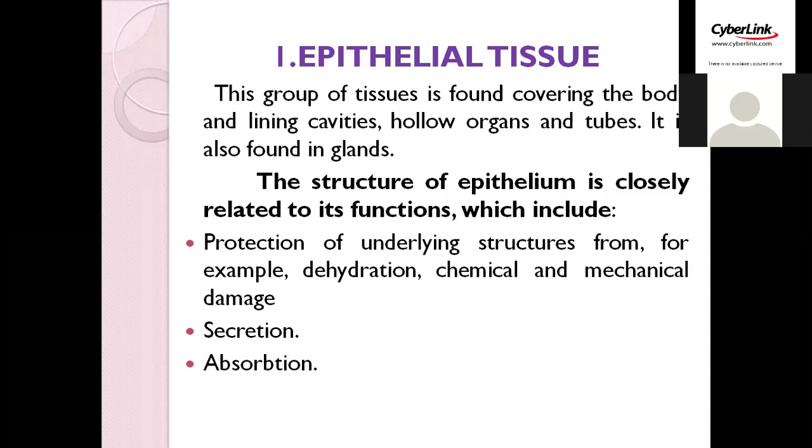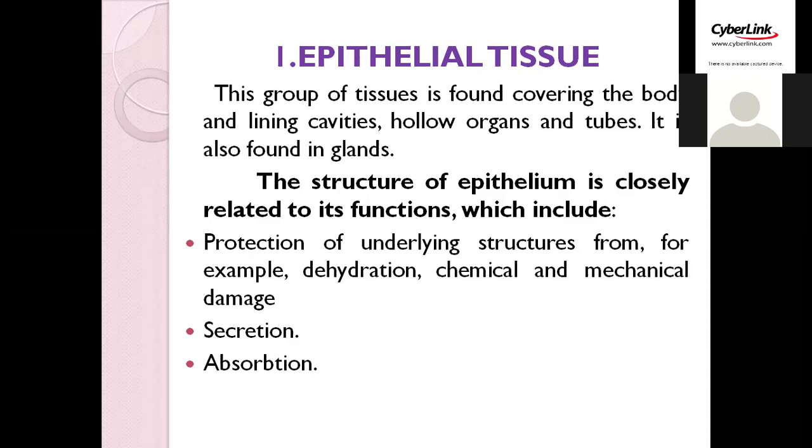The main functions of the epithelial tissue are these three. What is the first main function of the epithelium? First, it acts as protection of the underlying structures. For example, if it is present in the stomach, it protects the stomach from dehydration, from toxins, from invasion by foreign materials like microbes and viruses, and also from mechanical damage. This is the first main function of the epithelial tissue.